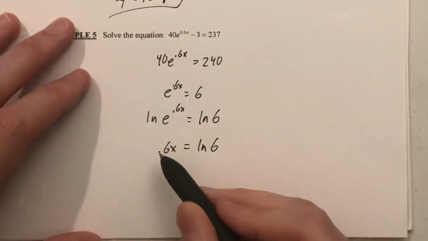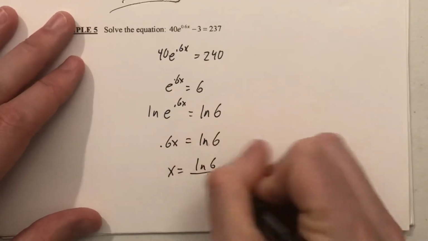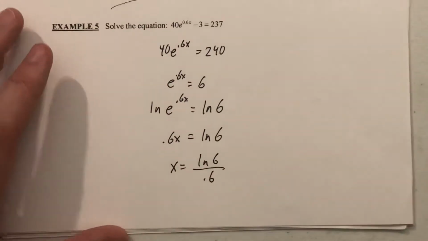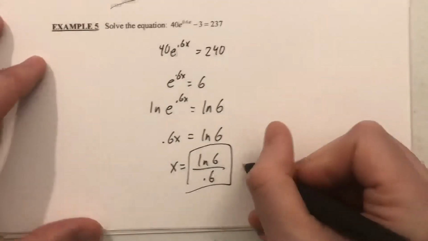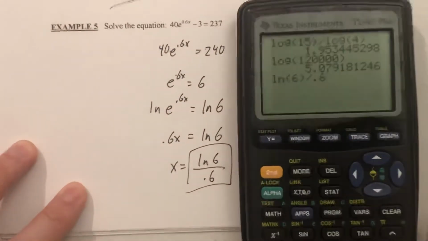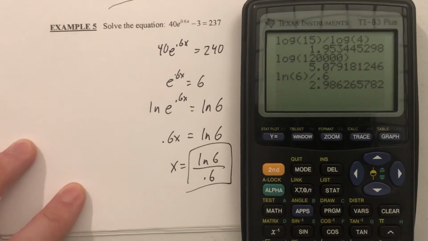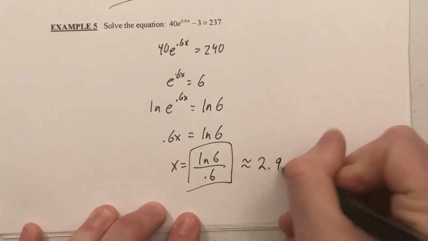And then, with this, there's actually one last step. We do want to get x by itself, so we even divide by the 0.6 to get ln of 6 over 0.6. And again, that's the exact value, and we have an ln button on our calculator where we can say ln of 6 divided by 0.6 and get the approximate value of 2.986.